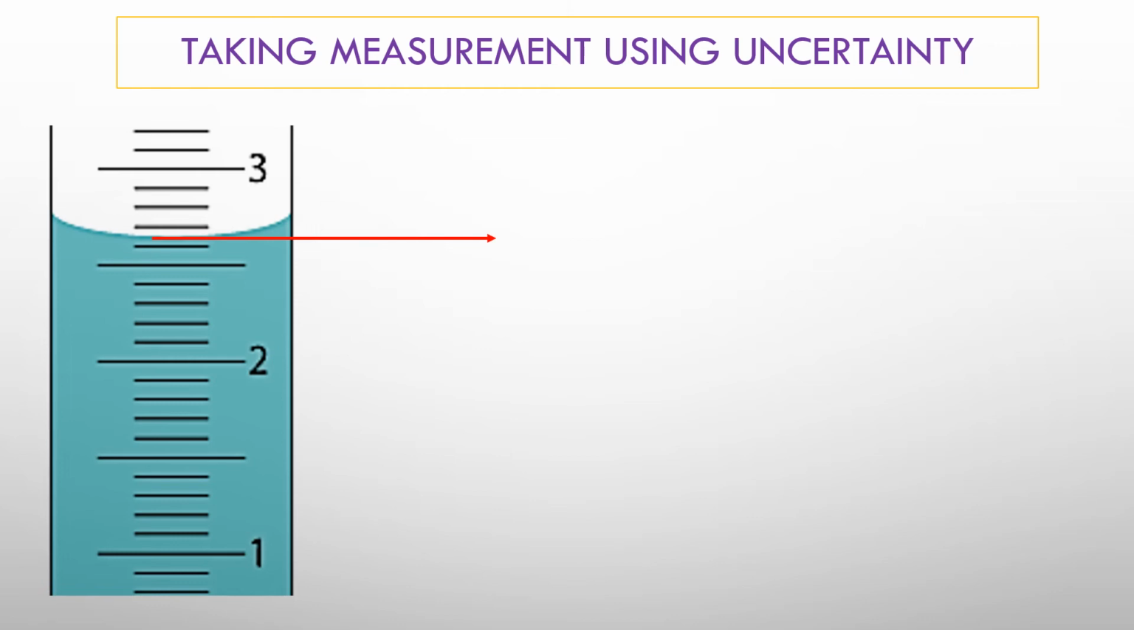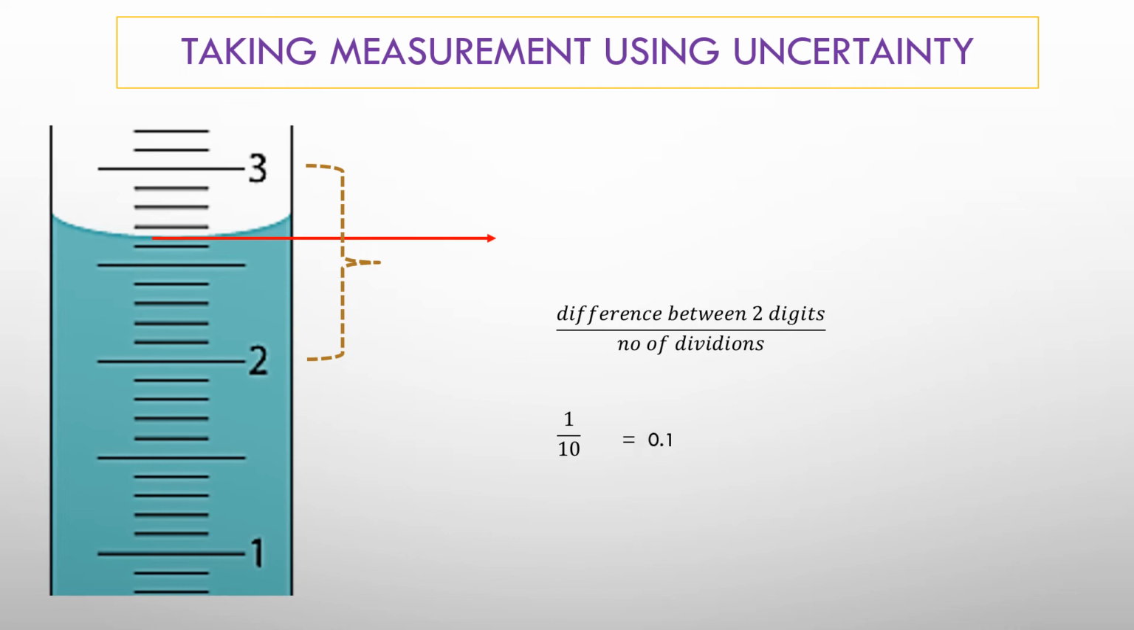Okay. Now we are going to look at the difference between the two digits and then divide it by the number of divisions. So let's say, for example, we take any two differences. So we take the difference between 2 and 3. The difference between 2 and 3 is 1. And between 2 and 3, there are 10 divisions. So 1 divided by 10 will give you 0.1. So it basically means that each division has a value of 0.1.